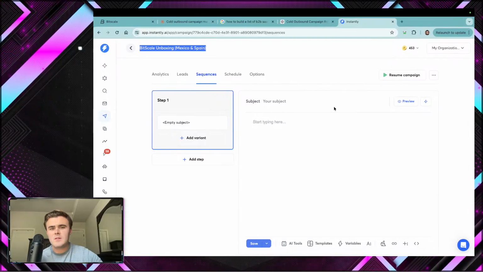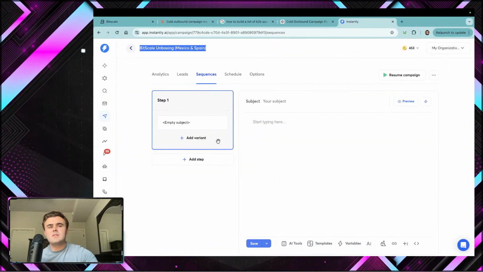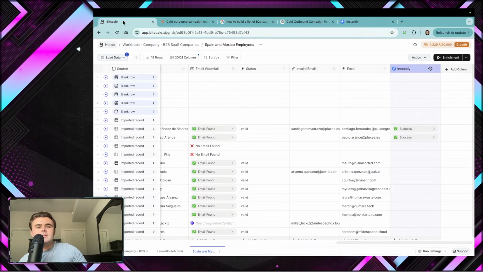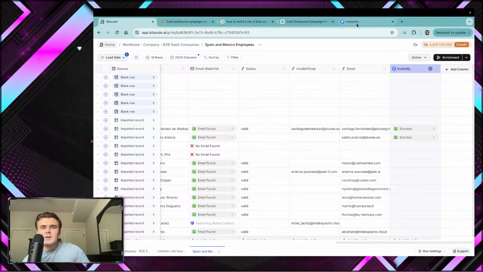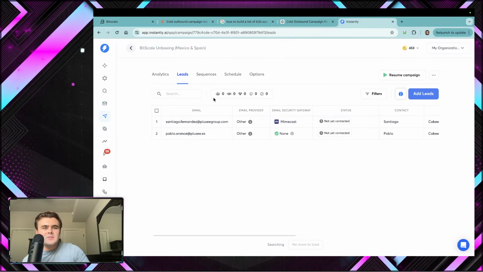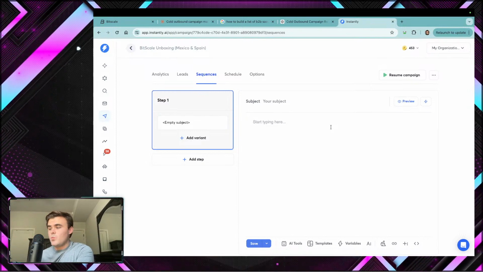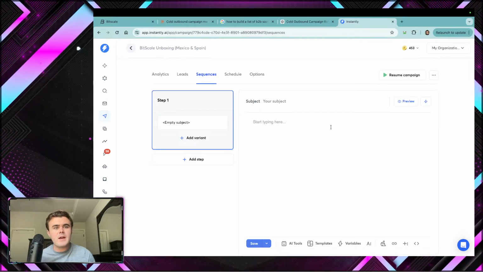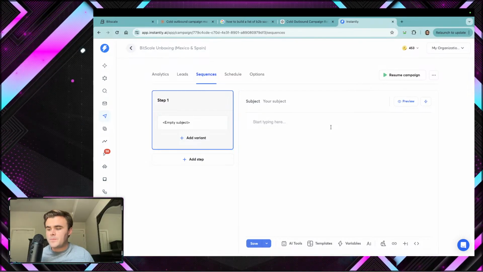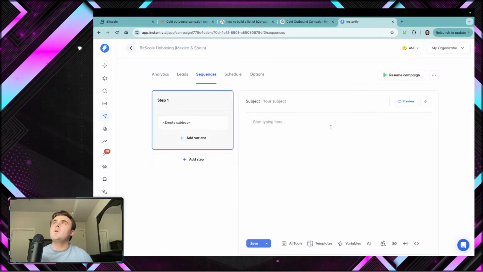So here's the Instantly area, and this is all of our stuff over here. See, we just uploaded these 2 leads to Instantly. We're going to have a 2-step sequence, and keep it plain for now. We're going to have our first email, and then we're going to have a follow-up. But the follow-up's not going to be a bump.